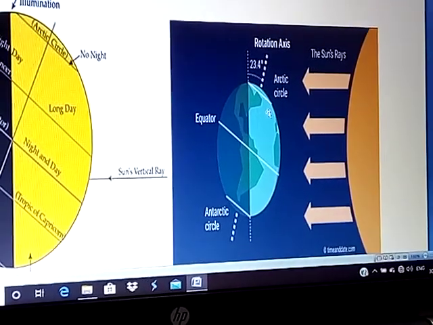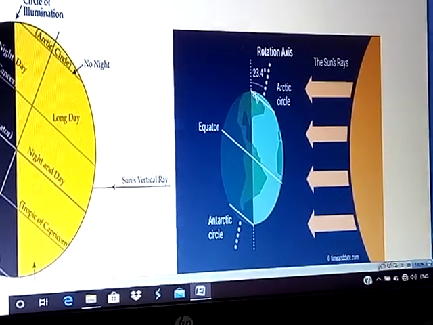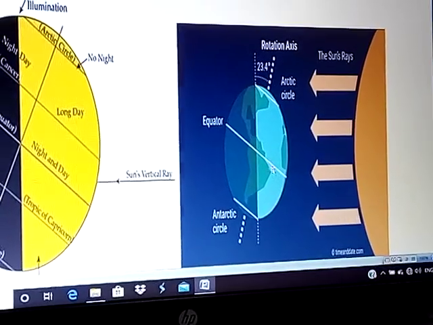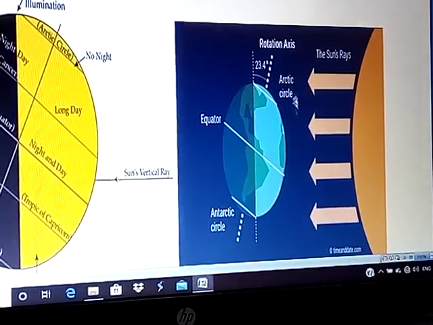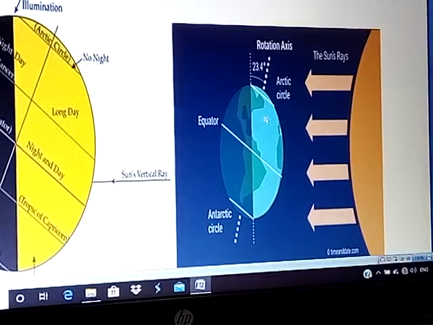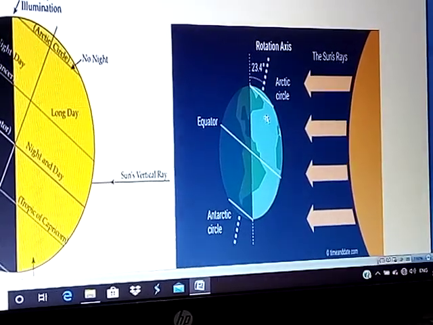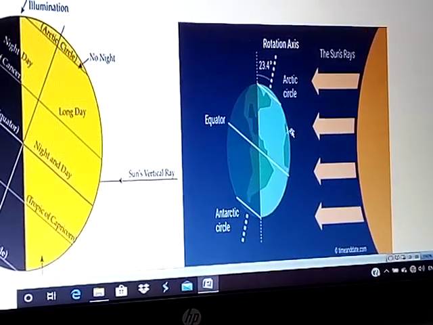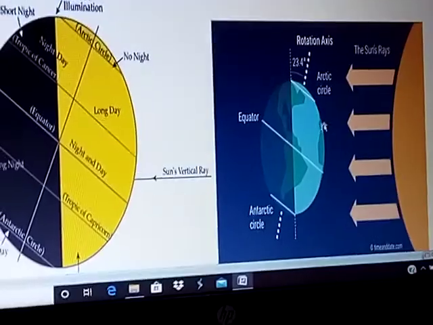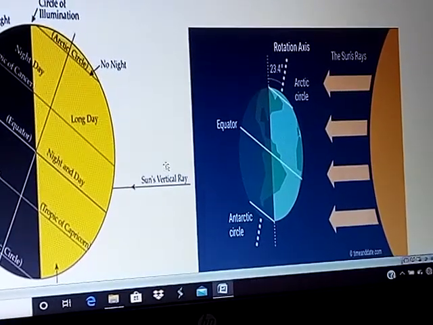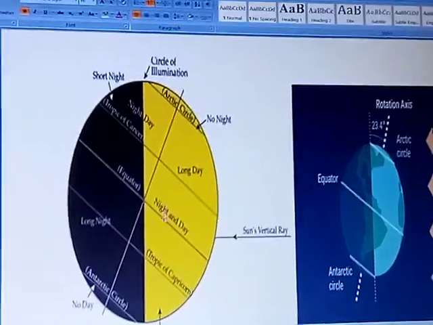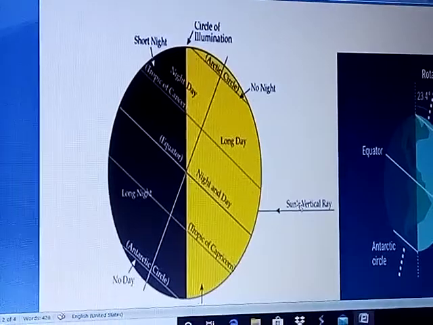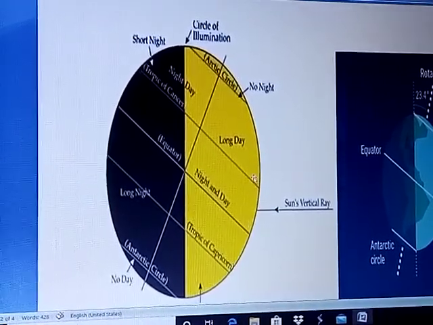During the month of June, the earth is inclined towards the sun. So the entire northern hemisphere gets a good amount of the sun's rays, and that's why the northern hemisphere gets the summer season. At this time the sun is vertical over these regions, mainly in the northern hemisphere, and the sun is directly vertical over the Tropic of Cancer.